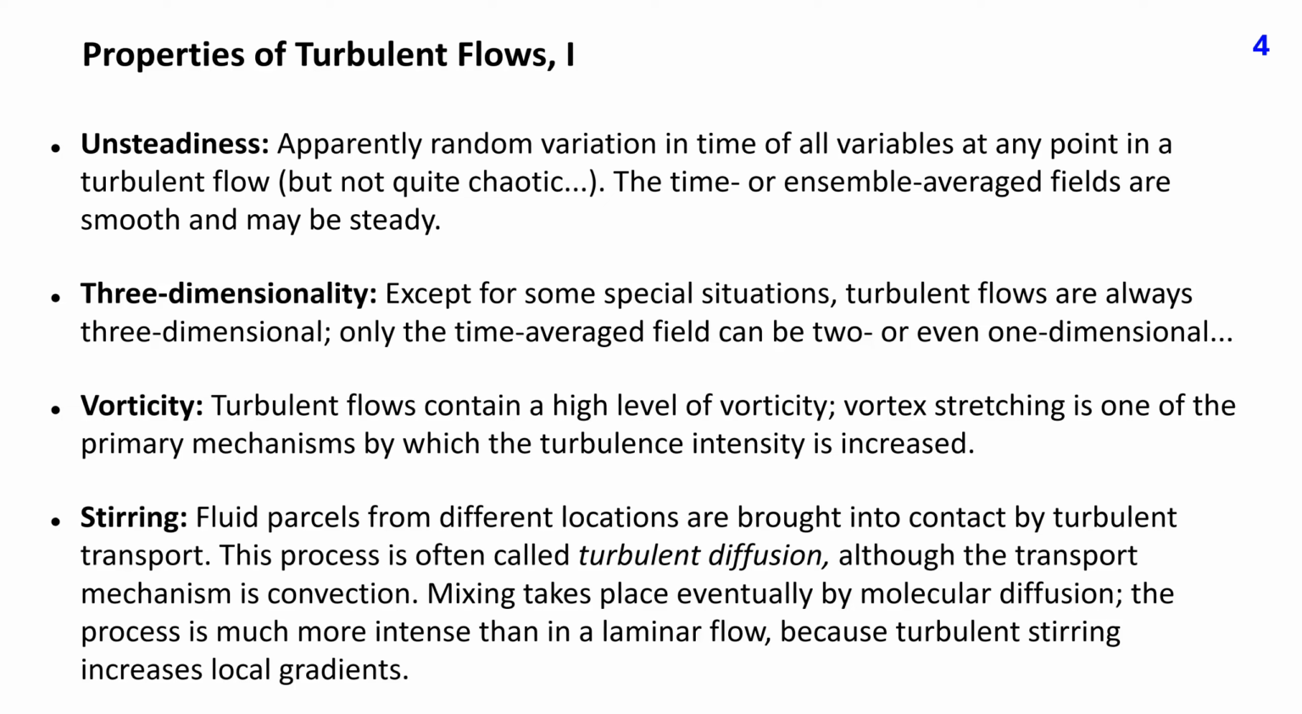Unsteadiness is one of the most obvious and important features of turbulent flows. At any point in a turbulent flow, all variables vary apparently randomly in time. However, turbulent fluctuations are not as random as they appear. Because the velocity field must satisfy the continuity equation, for example, it must be divergence-free in an incompressible flow, variations in velocity vector components are linked to each other. The time or ensemble averaged fields are smooth and may be steady.